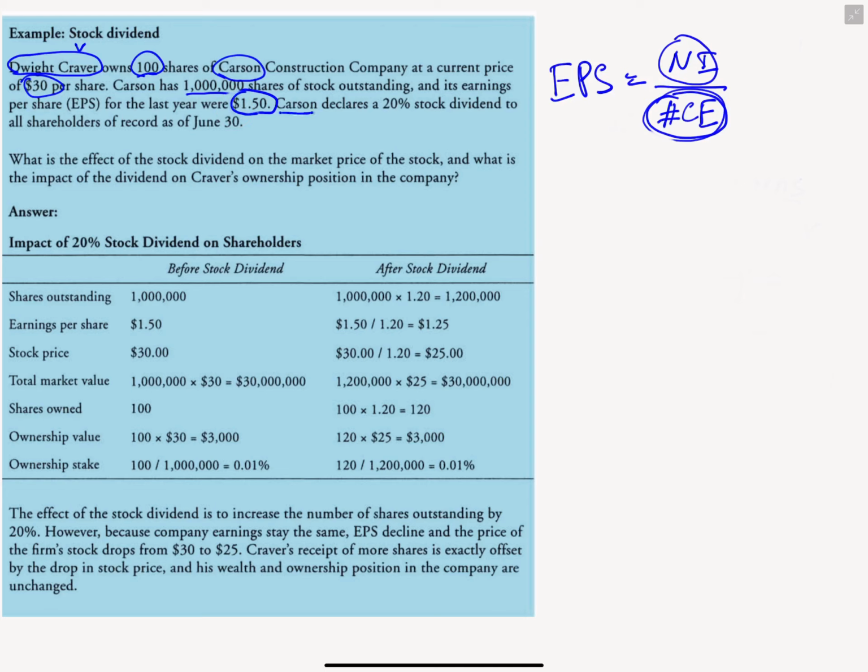Earning per share for the company was $1.5 for the year. And Carson declares a 20% stock dividend. It says that if you have one share, I will give you an extra 0.2 shares, and your share becomes 1.2. You had one share, now you have 1.2 shares. Okay, units.